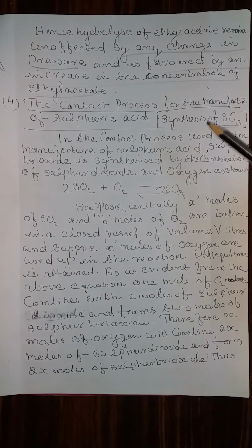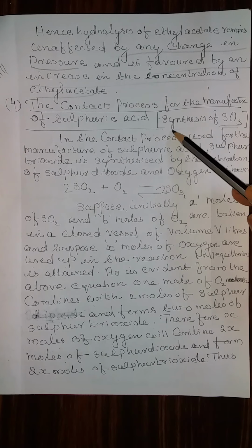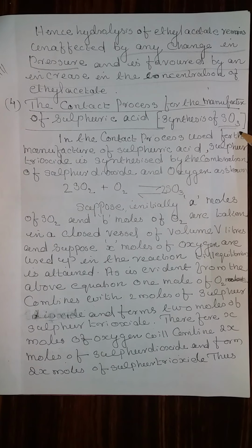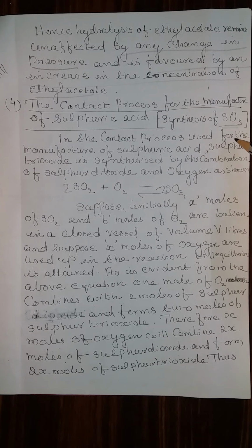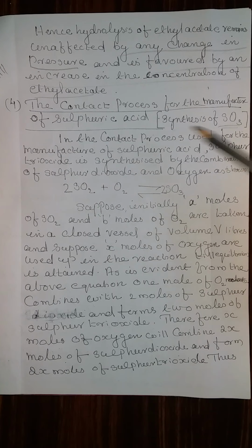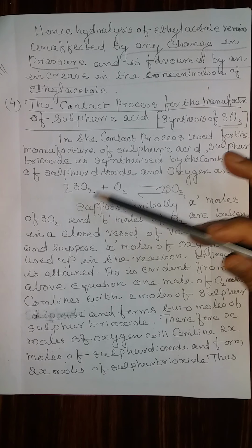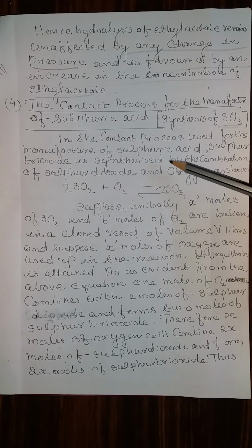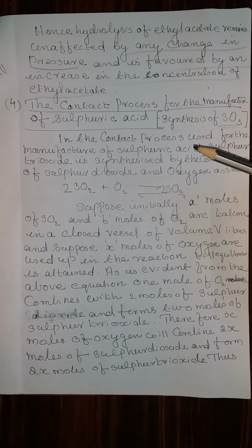Next example, contact process for the manufacture of sulfuric acid. Synthesis of sulfur trioxide. In this contact process used for the manufacture of sulfuric acid, sulfur trioxide is synthesized by the combination of sulfur dioxide and oxygen. Sulfur dioxide combines with oxygen and forms sulfur trioxide, which is a reversible reaction.